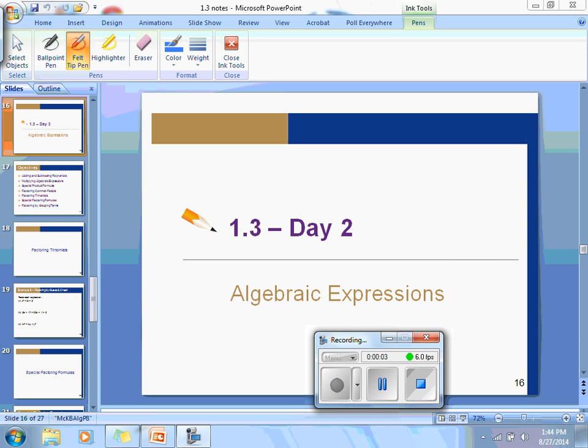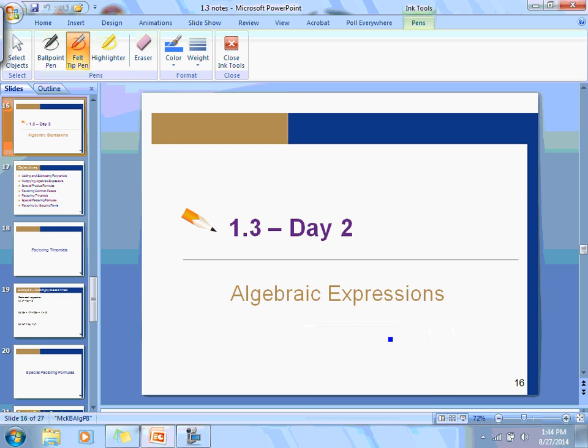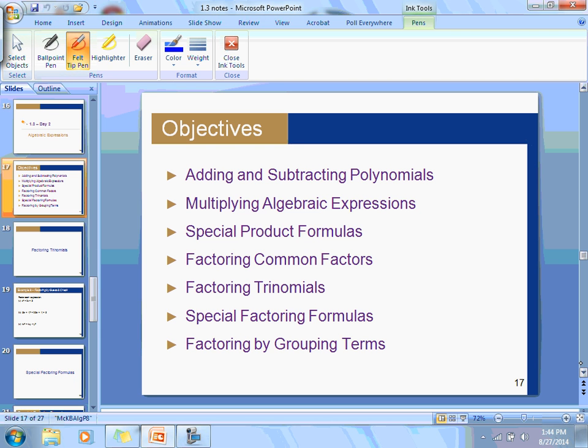Welcome back to Mrs. Neller's notes for her pre-calculus class. These are the notes for section 1.3, day 2, entitled Algebraic Expressions. And our objective for today is going to be factoring trinomials and doing special factoring formulas like the difference of two cubes or the sum of two cubes, and then factoring by grouping.